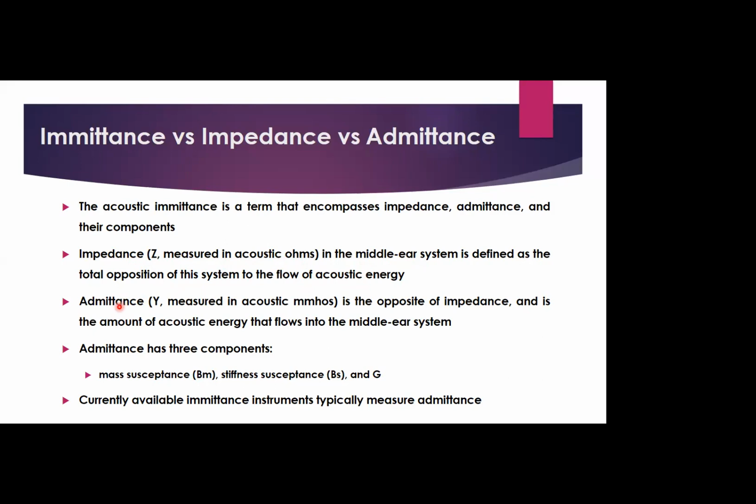On the contrary, admittance measures the ease of flow of acoustic energy in the middle ear system. It is denoted as Y and measured in acoustic millimhos, mhos, the reverse of ohms. Admittance is the reverse of impedance. Admittance has three components: the first is the mass susceptance, the second is the stiffness susceptance, and the third one is the conductance, G. Currently available instruments measure admittance.